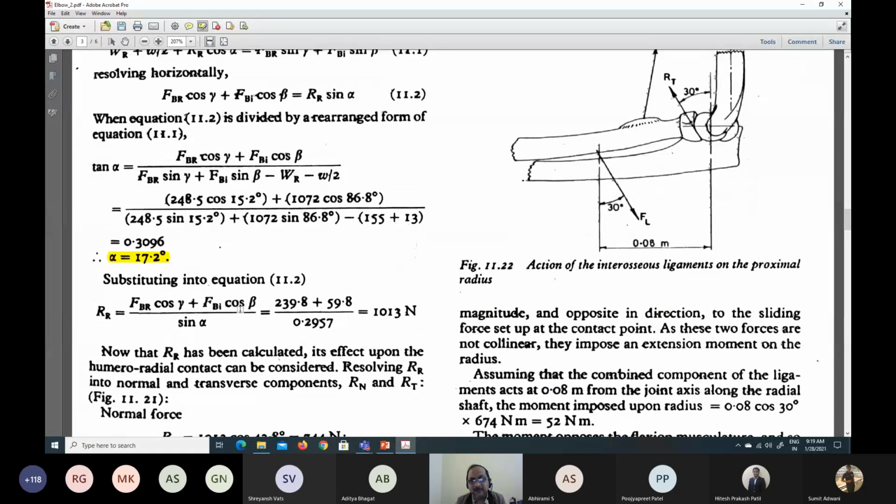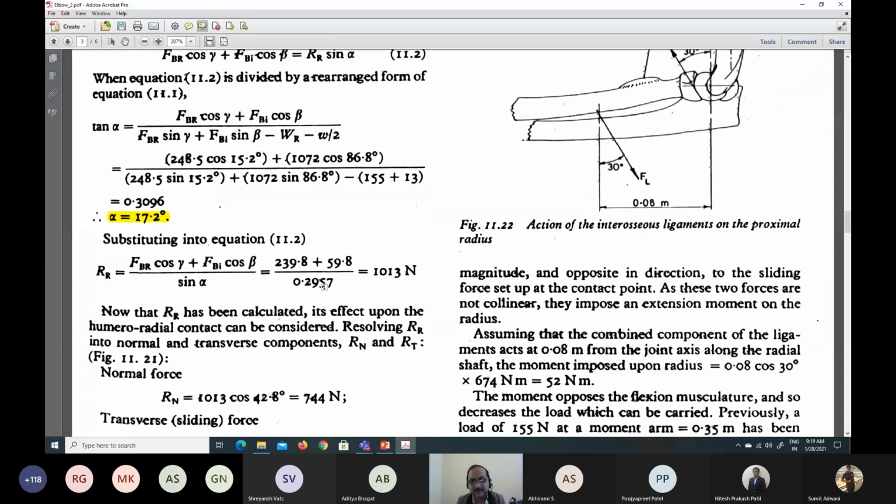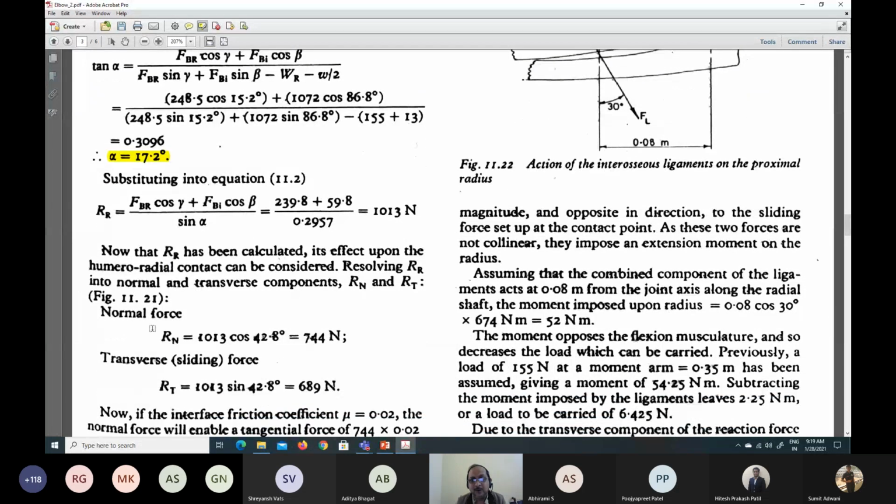So once you have the alpha, you can put the value and you can find out RR, the joint reaction force, which comes out to be 1013 Newton as per the calculation. Okay. Since you have this angle 17.2, you can actually calculate the normal component and the tangential component, which is actually in form of a transverse sliding force.